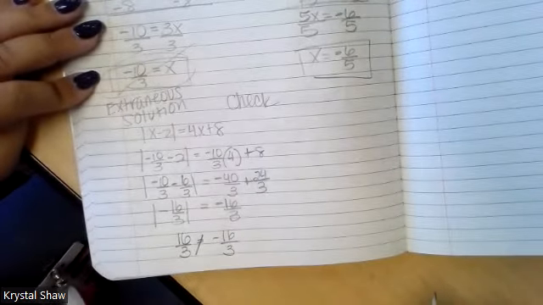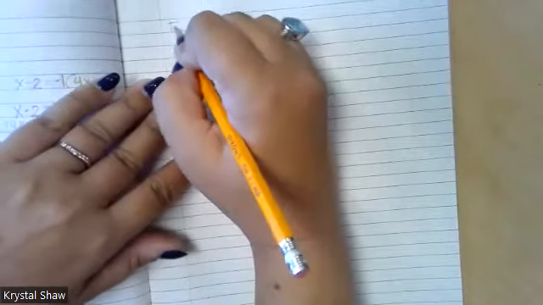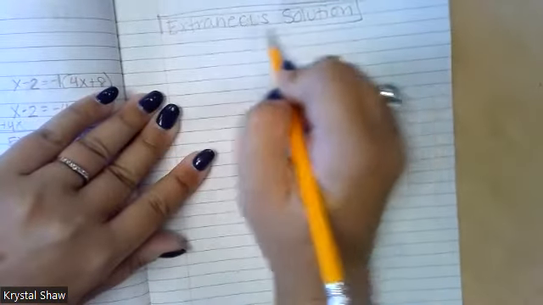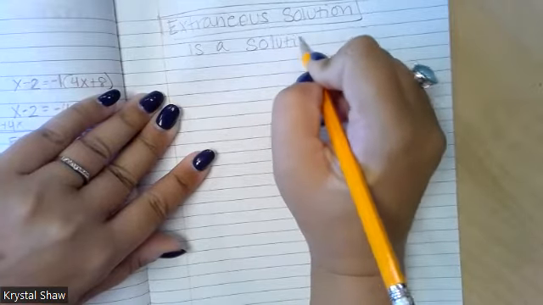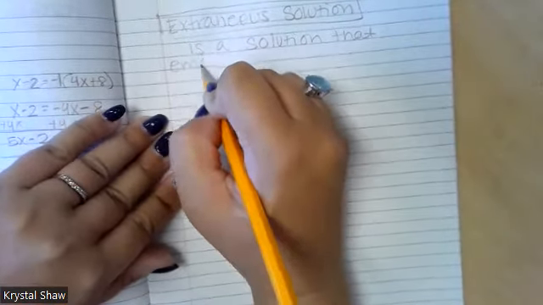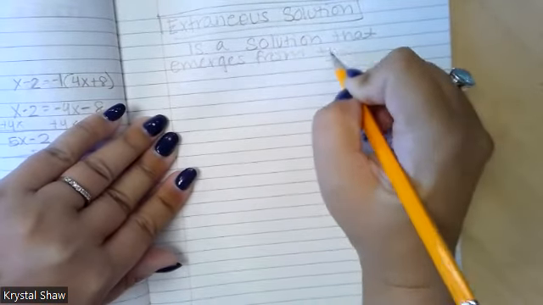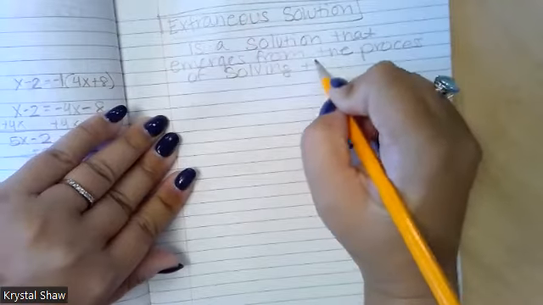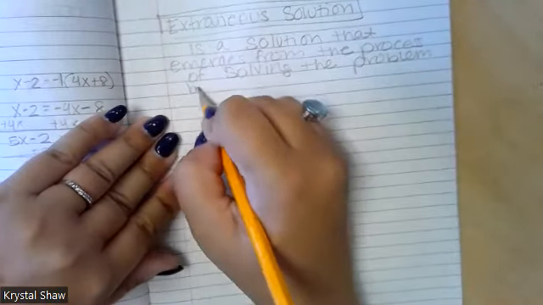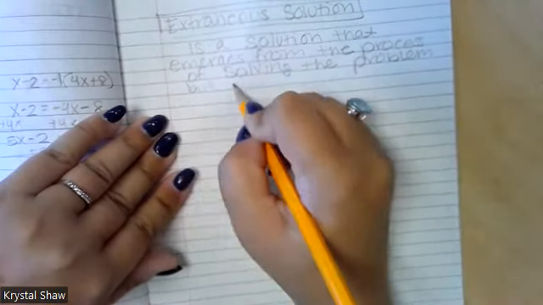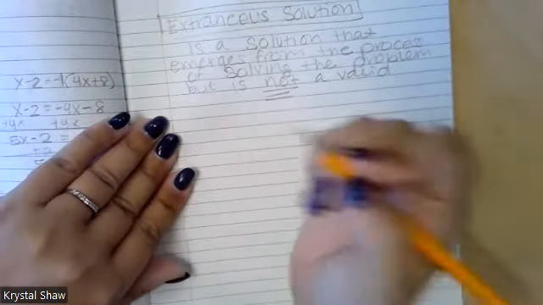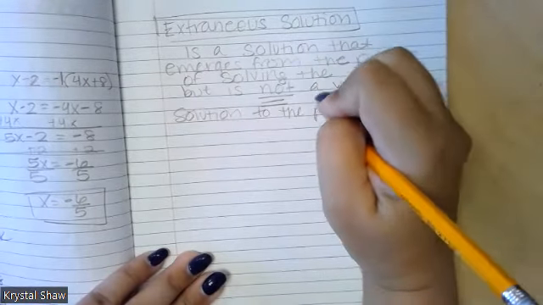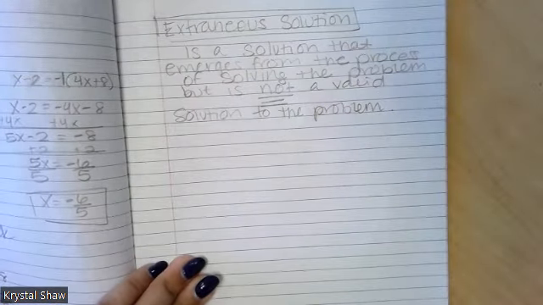And that is something that can only happen when we are solving absolute values. So an extraneous solution is a solution that emerges from the process of solving the problem, but is not a valid solution to the problem.